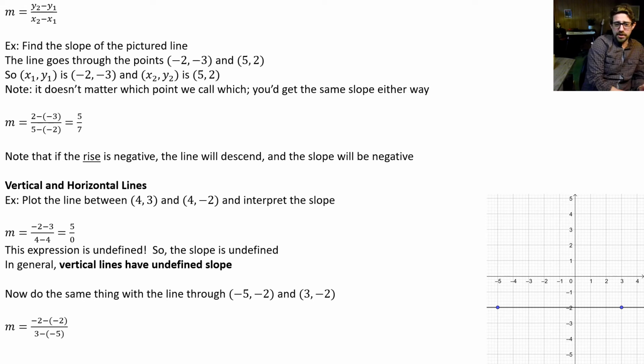So whatever's in the denominator, 3 minus negative 5 is 8, but in the numerator, negative 2 minus negative 2 is 0. So the 8 didn't really matter. 0 divided by anything is 0. So that's a very important distinction. 0 divided into 8 is okay. You can chop nothing into 8 pieces, okay? But 5 divided by 0 is not okay. You can't divide something into no pieces. So the horizontal line is slope 0.